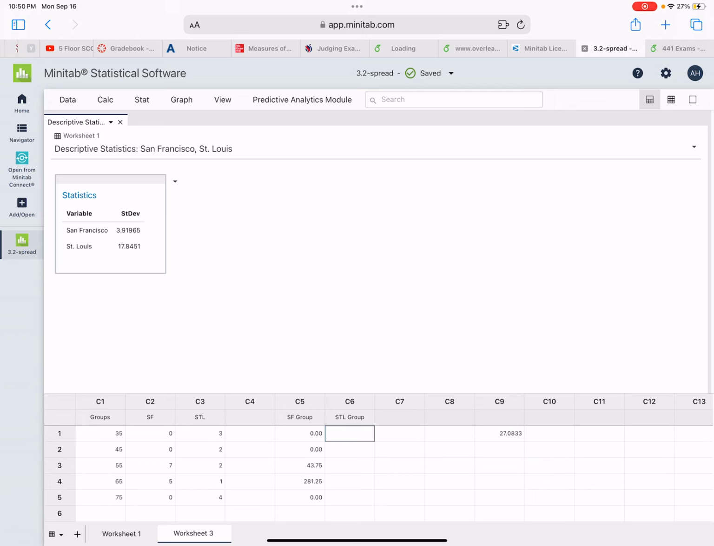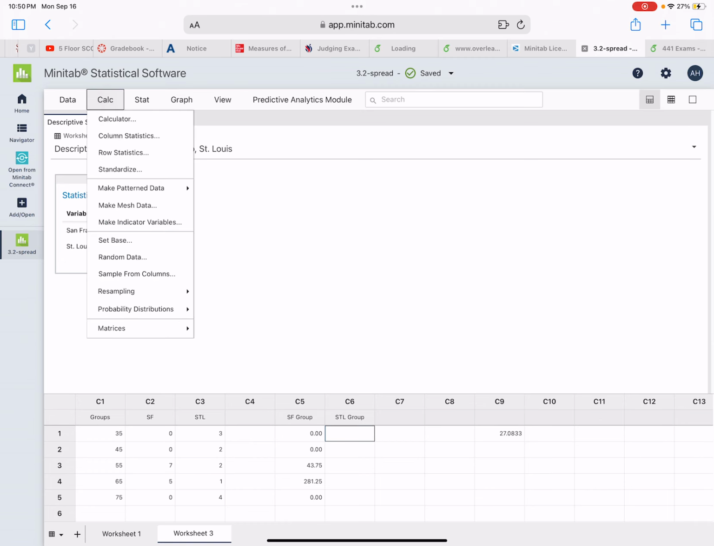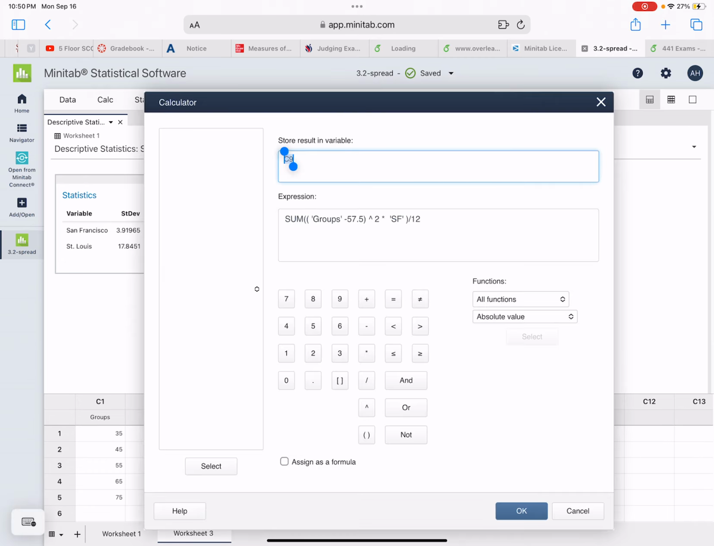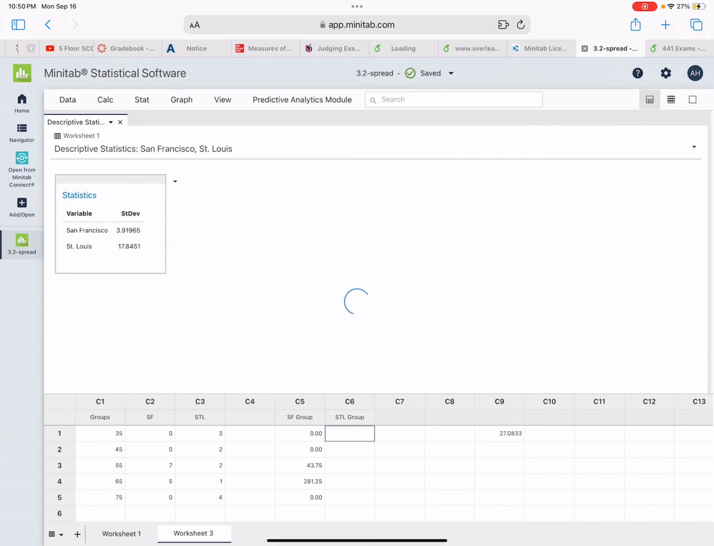We get 27.0833. That seems a little bit high, right? Because that's the variance. So actually, let's go ahead and now take the square root of all that. Let's see what that gives us. About 5.2. Okay, we got that.